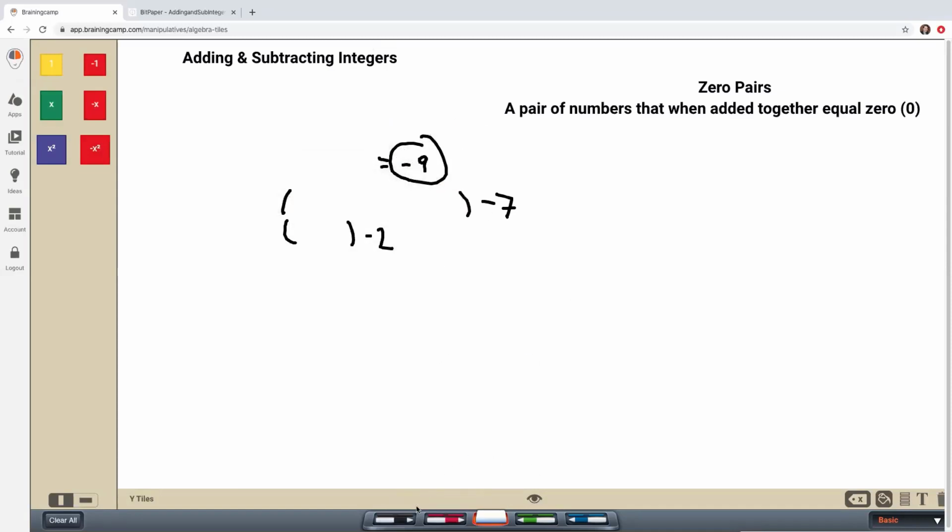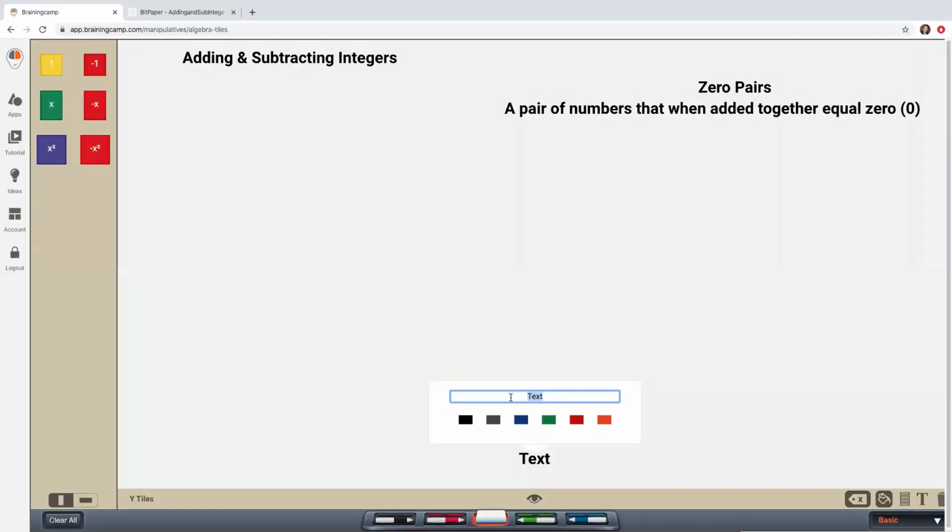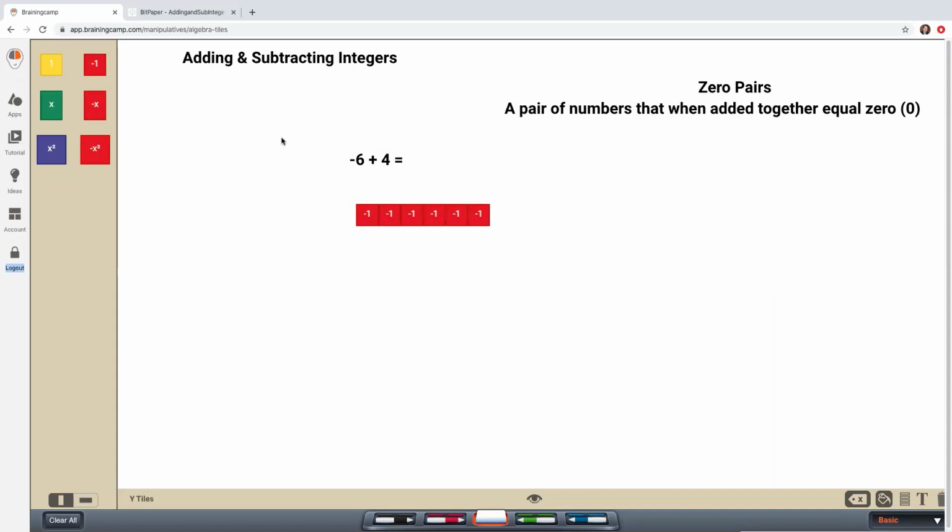Okay, and let me erase this one and I'll demonstrate another problem. Next up, -6 plus +4. I'm going to go ahead and build -6. And I'm going to combine +4. 1, 2, 3, 4. So here I have -6. And I'm going to be combining or adding to it this +4.